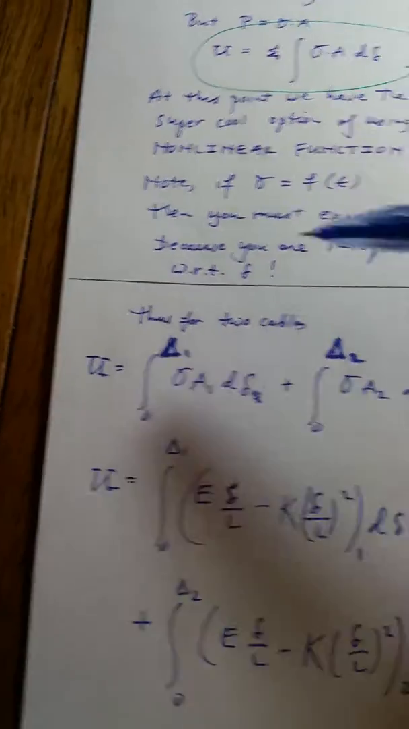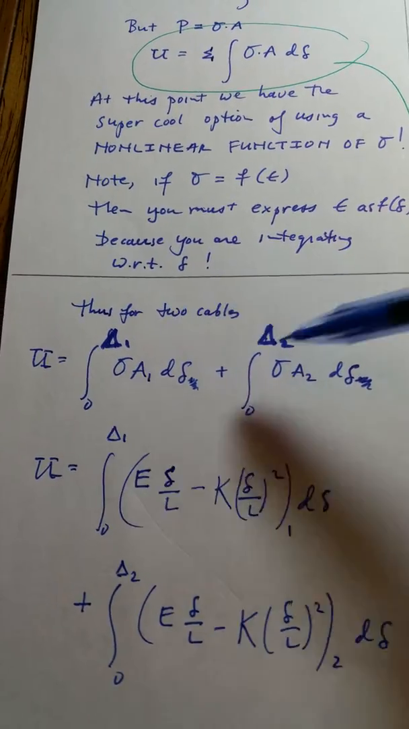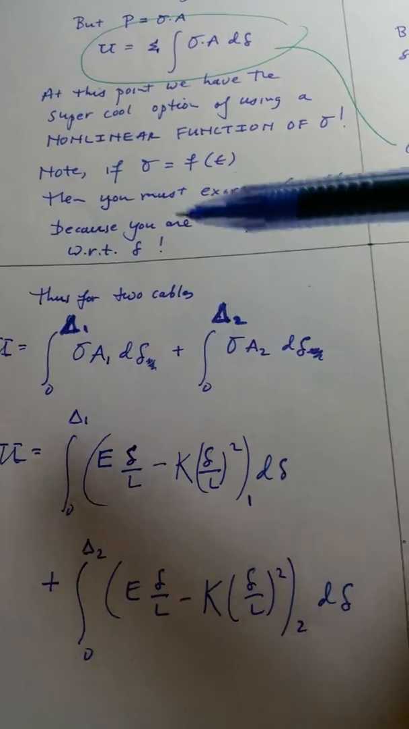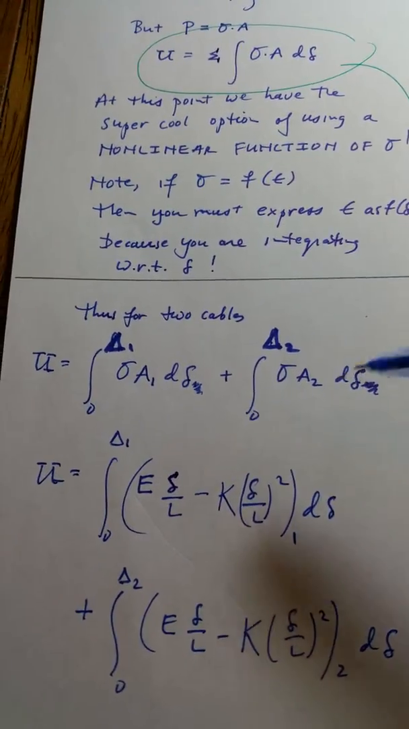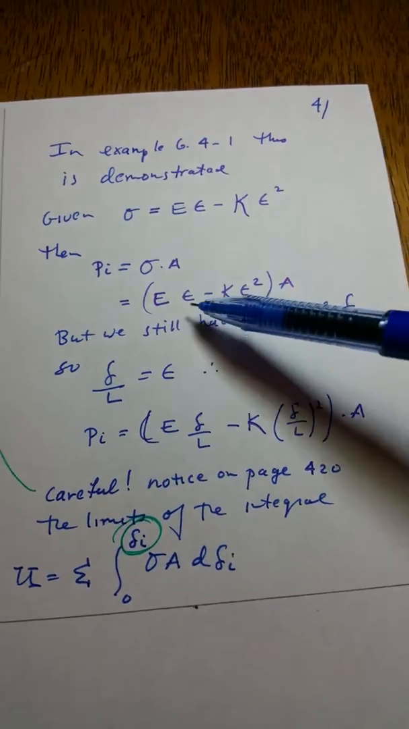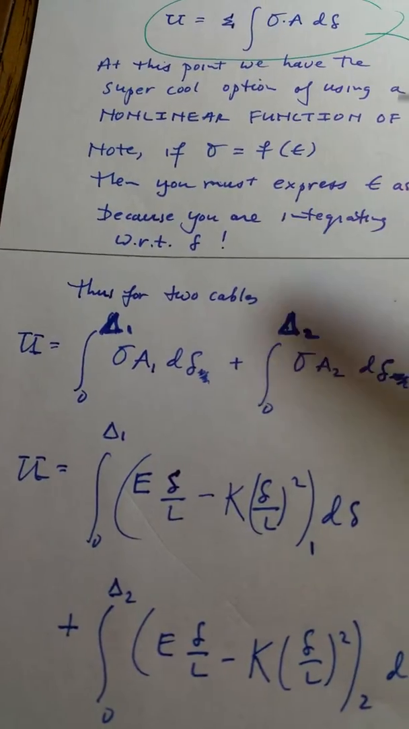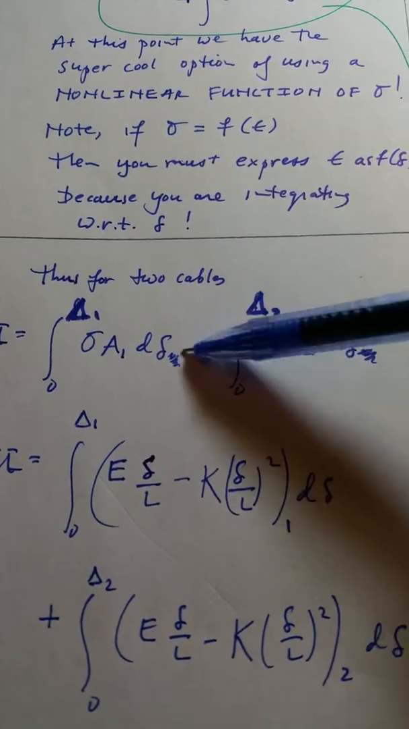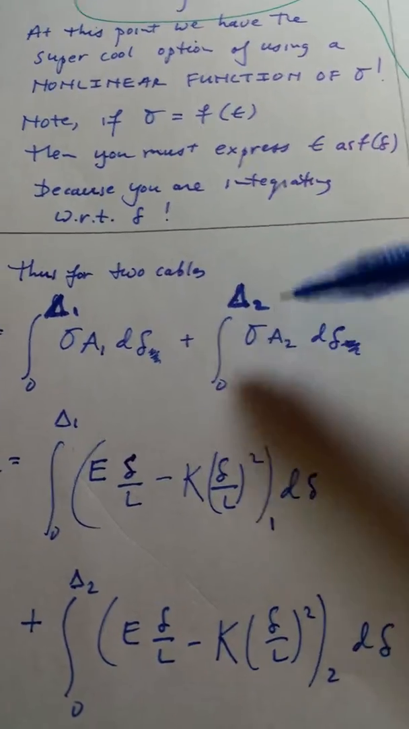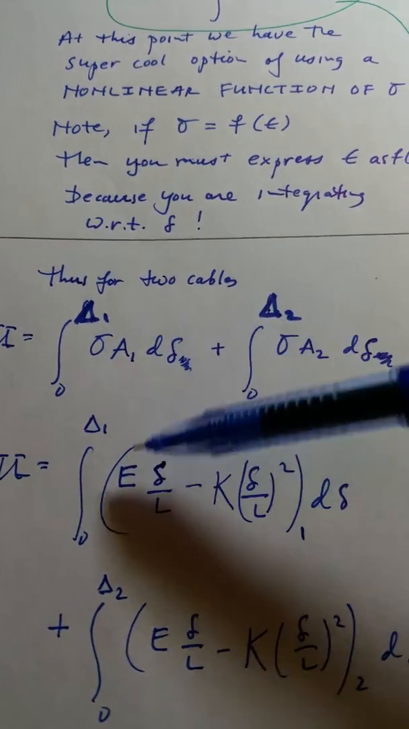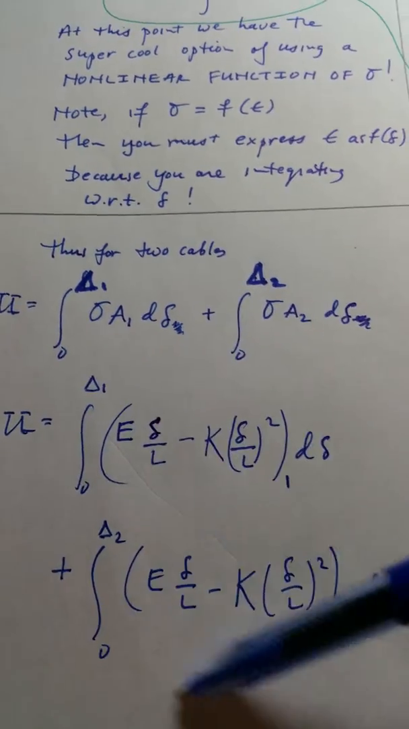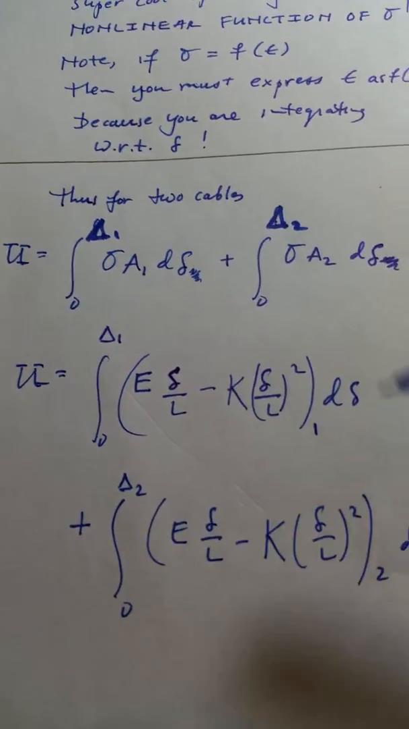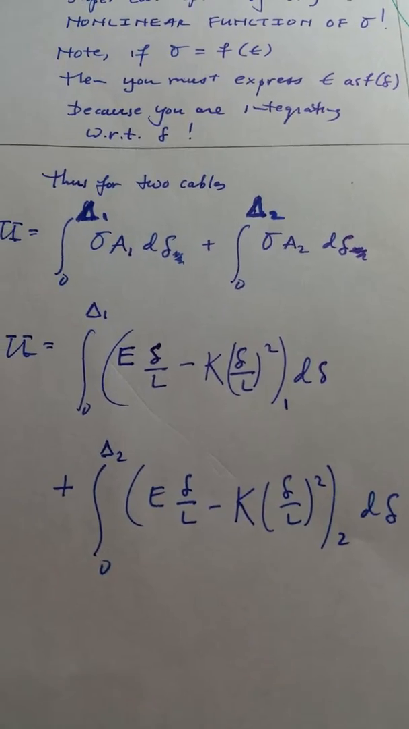So I have the two parts of the integral, excuse me, here. And if we had two cables, oh, that was in this example, there's two cables, sorry. And then there's the two integrals for that. So you could express this and evaluate this. It's really nice, I think.